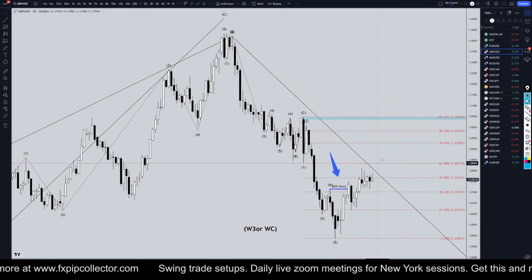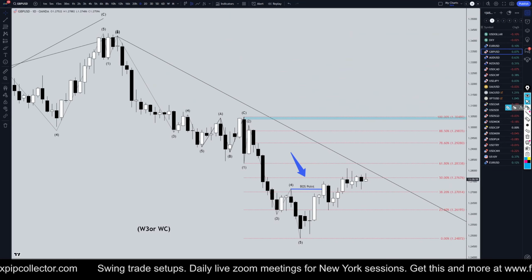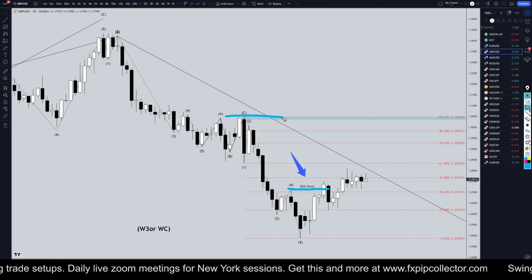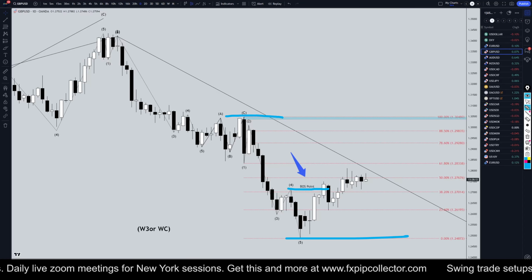So taking it down to the daily is where we do have a break of structure to the upside. We definitely do have a break to the upside on the daily, which tells me that this last section of trend from here to here is complete.